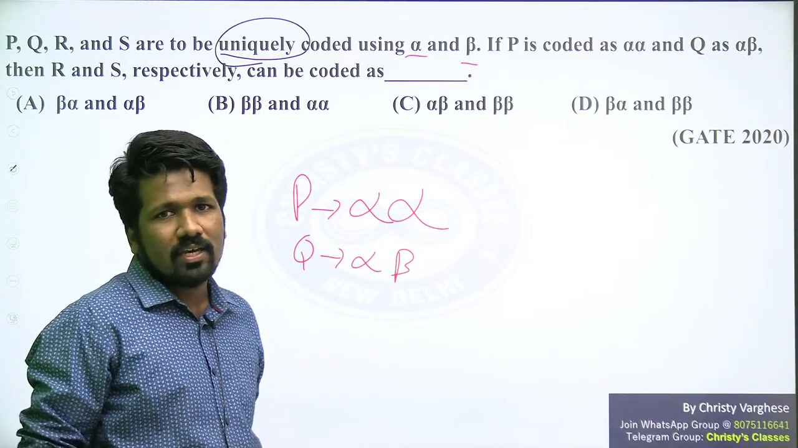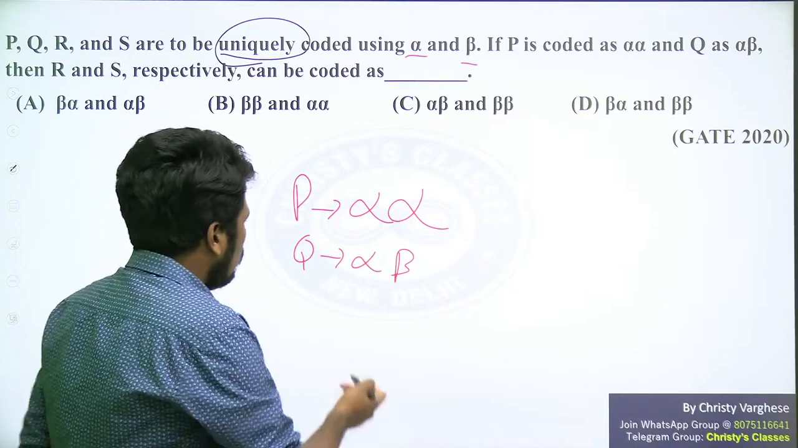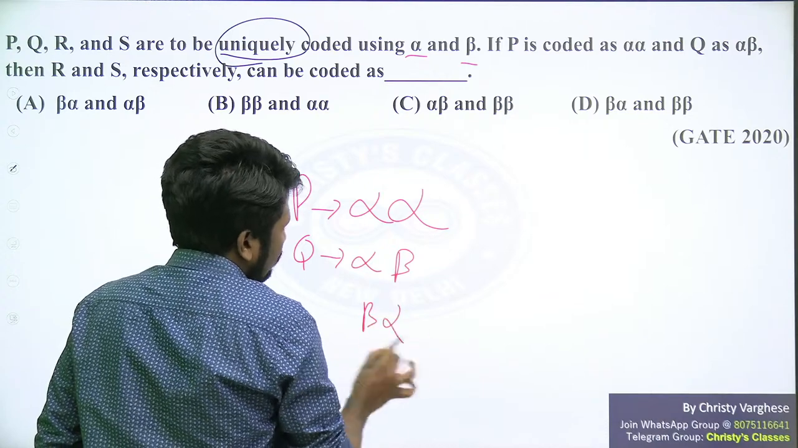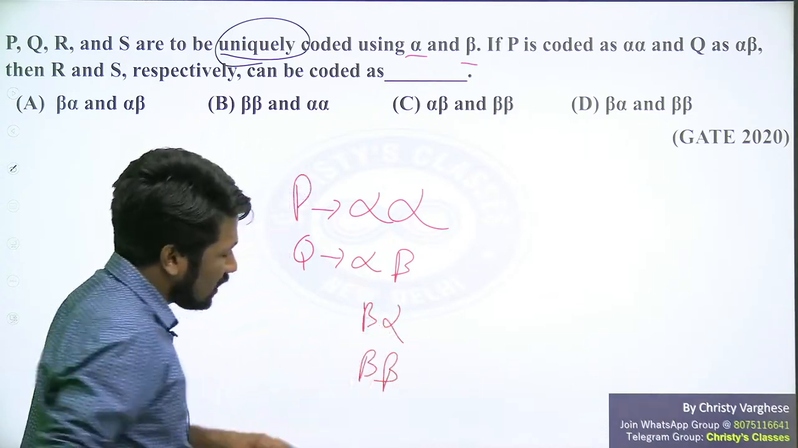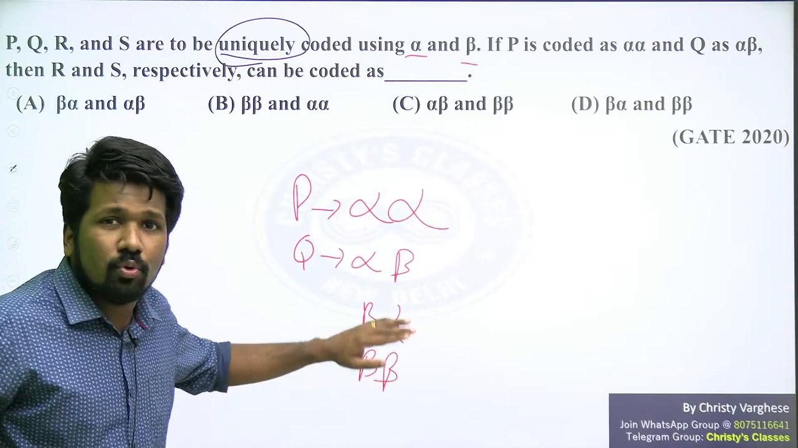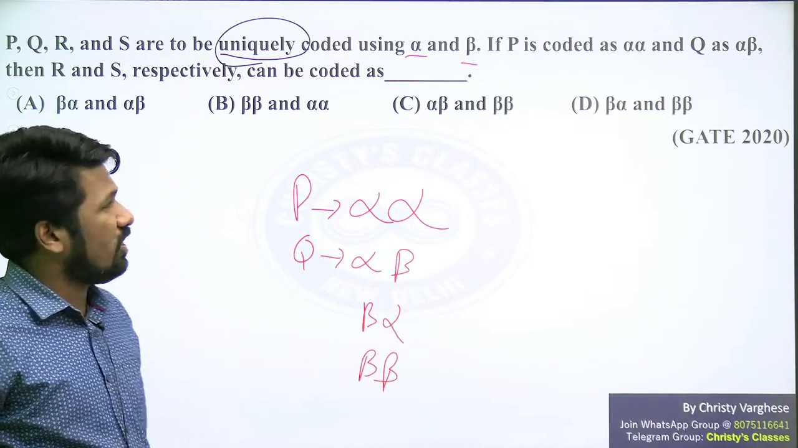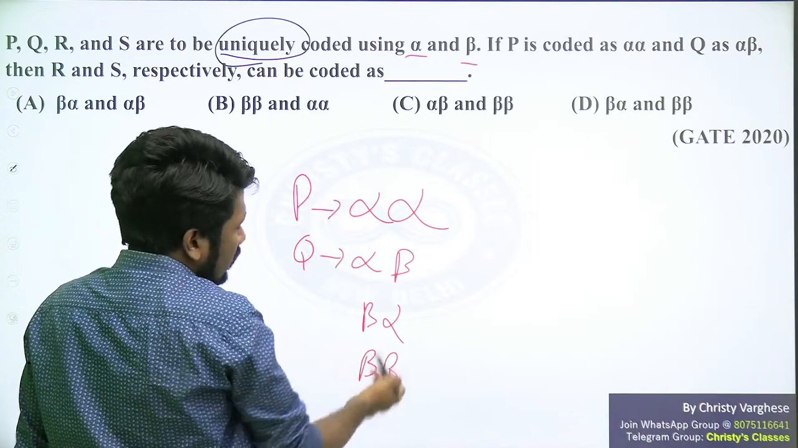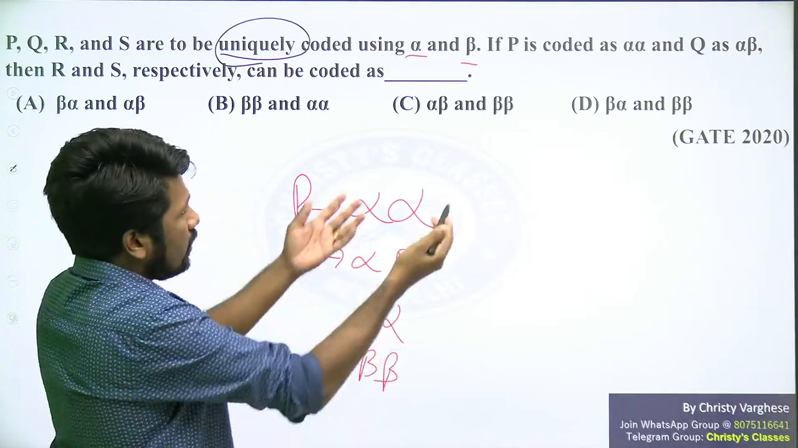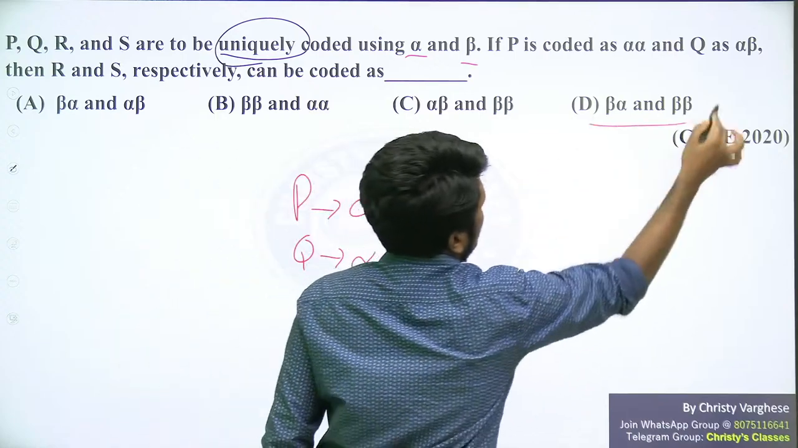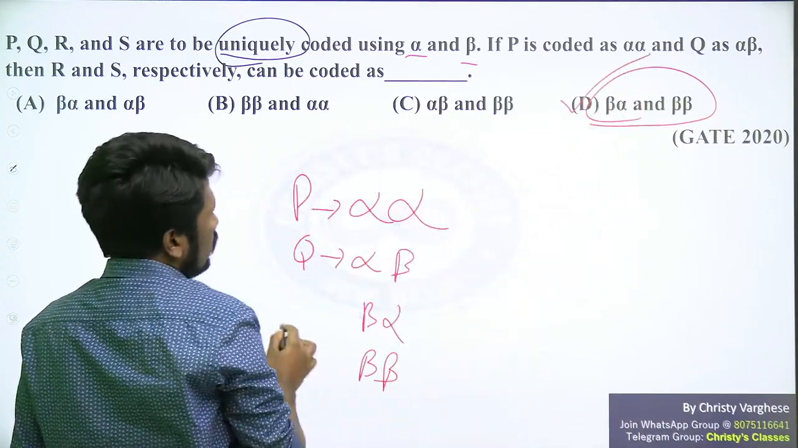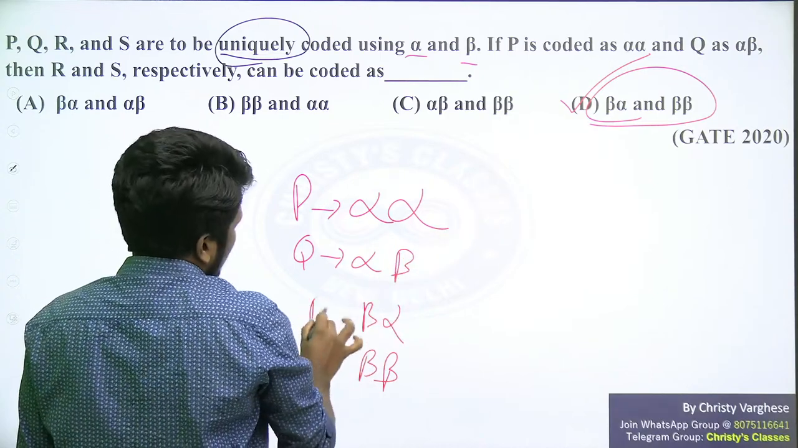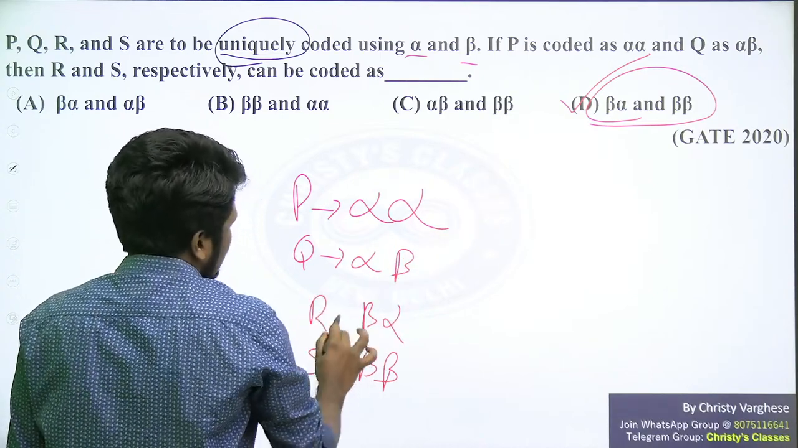Fundamental principle of counting, you can find that. So 2 × 2, 4 ways. Which are the other two ways? Alpha, alpha and alpha, beta are done. Then beta, alpha and beta, beta are also pending. Those are the only two other unique ways you can write it. So definitely R and S will be these two only, and the option which has beta, alpha, beta, beta you need to choose. That is option D. So we can assume R is beta, alpha and S is beta, beta.